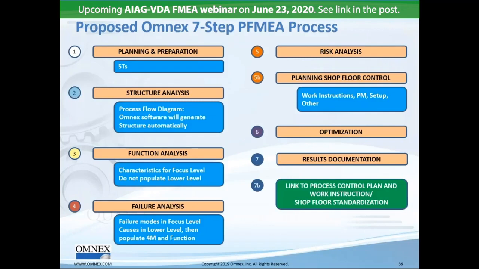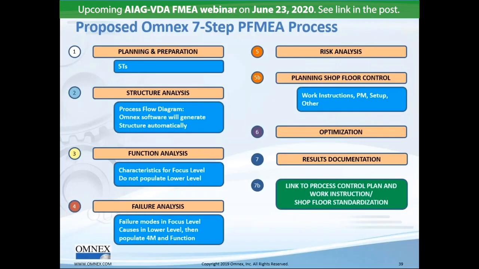We don't think you should even populate that function level, but really if you do the process flow correctly with that modified structure, then of course you can, because we've already identified what the failure causes are that potentially drive that characteristic. All right, and then failure analysis, folks, and then we have the 5B, the linkage to the control plan. So here in 5B it's the planning for what gets affected in terms of shop floor, and then in 7B is the linkage to the control plan and the shop floor standardization documentation.